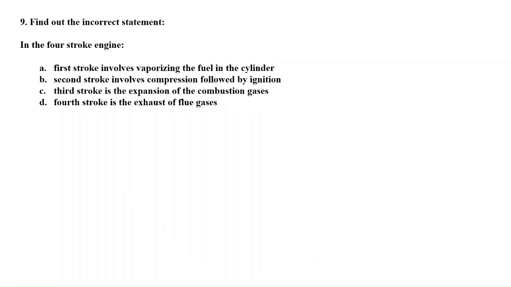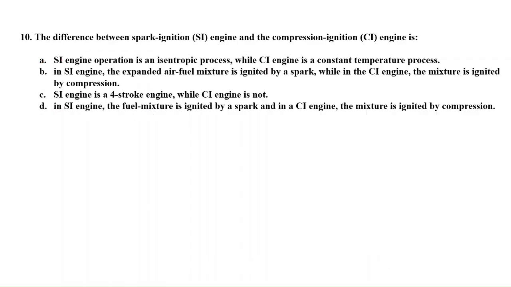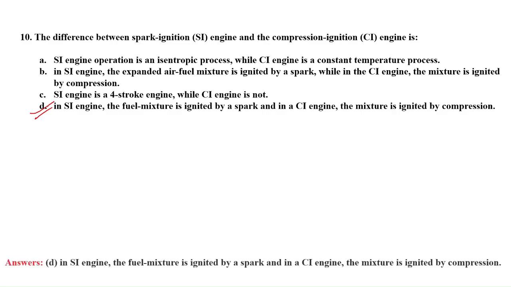Find out the incorrect answer in the four stroke engine. First stroke involves vaporizing the fuel in the cylinder. This is the wrong answer because it does not involve vaporizing the fuel. The difference between spark ignition engine and compression ignition engine is that in spark ignition the fuel mixture is ignited by a spark, and in the compression ignition engine the mixture is ignited by compression. So this is the right answer.